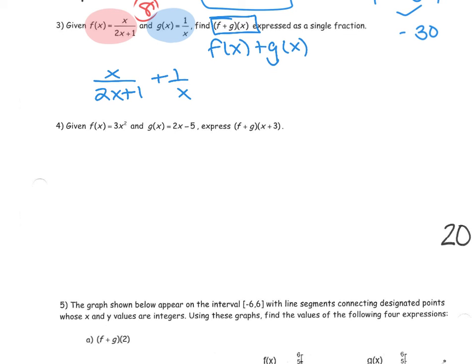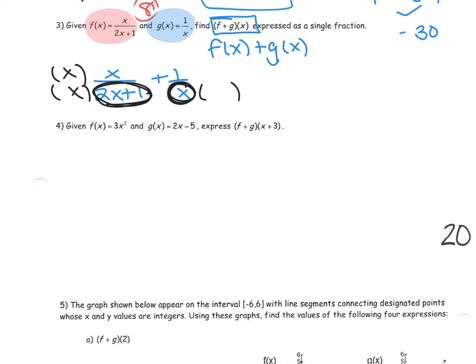Shoot, I can't just combine these. You guys need to get the same denominator. So I'm going to multiply by the least common denominator. In order for these denominators to be the same, this denominator is missing an x because this one has an x.